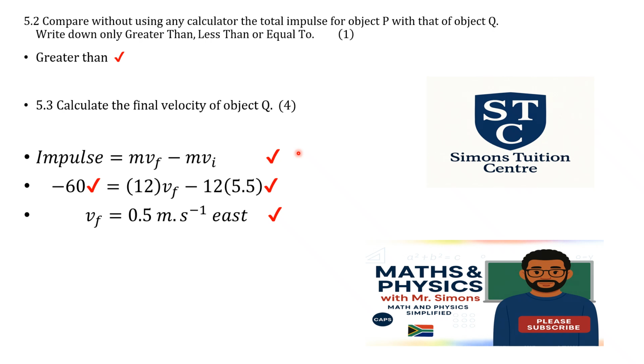Right, so 1 mark for the formula, 1 for substituting correctly, 1 for the correct value of impulse, and 1 for the correct value of the answer with direction. Right, so I hope you follow.